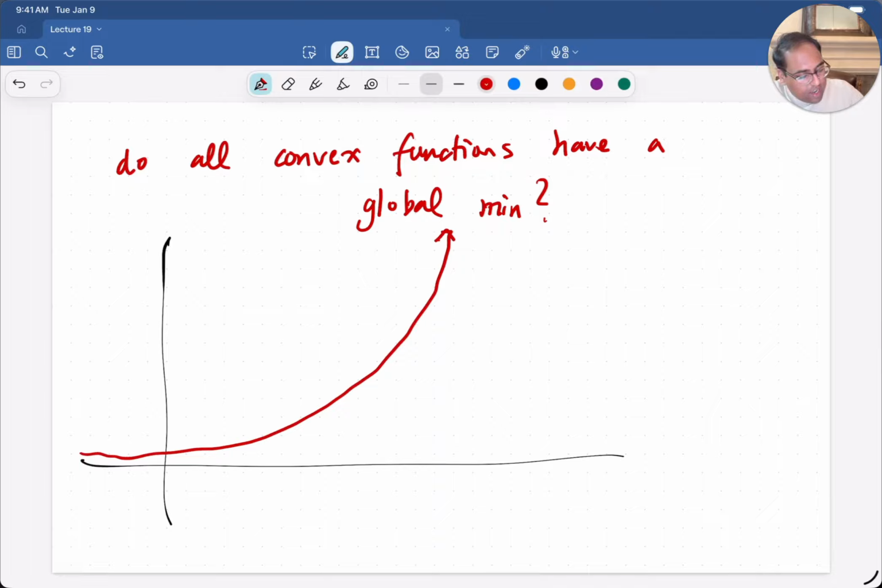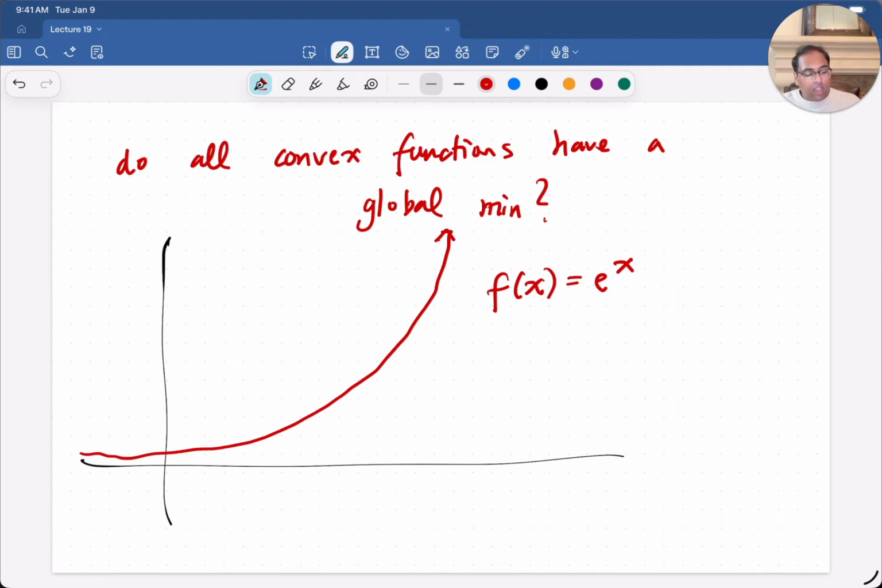The function f of x equals e to the x, for example. This doesn't actually have a global minimum. That is, there's no one number that you can state that is an output of the function and is less than every other output of the function. That's what a global minimum would be.